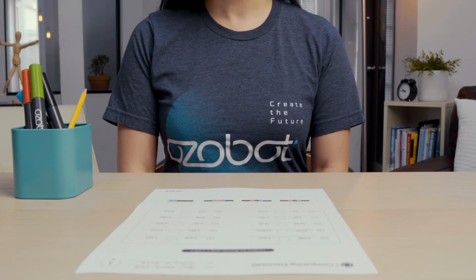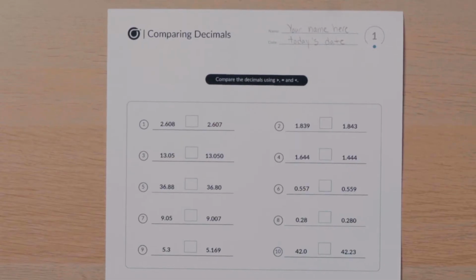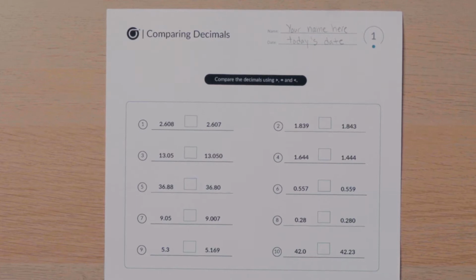To begin, you will need the Comparing Decimals activity sheet. The sheet has 10 different decimal number pairs you will compare using greater than, less than, or equal signs. Let's look at the first 2 numbers together. The first number is 2 and 608 thousandths, and the second number is 2 and 607 thousandths.